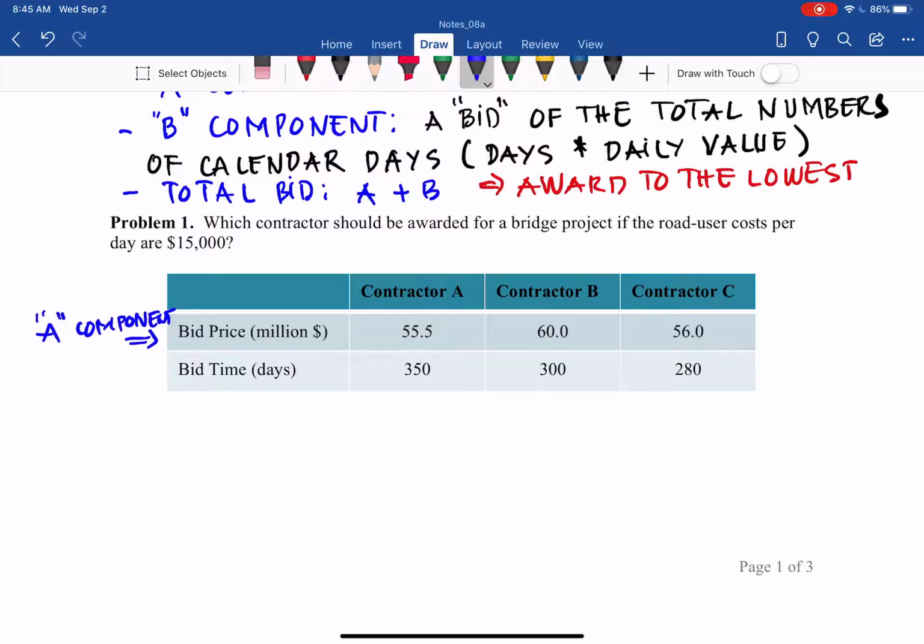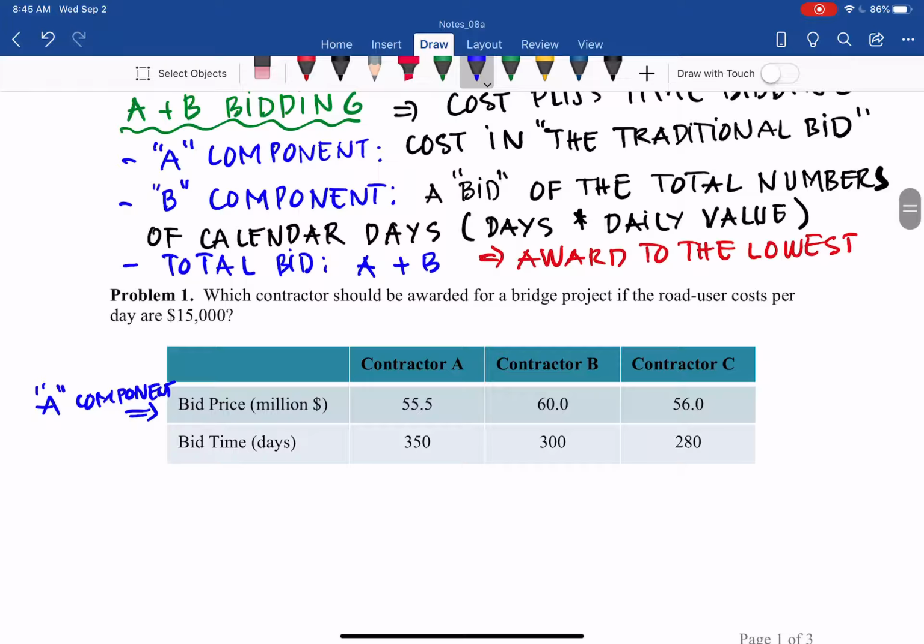And the bid time, in the project 1 that I asked you to do, we will limit the time, but it's not a component in selecting the bidder. It's only the bid price, the A component. Now with the A plus B bidding, the B component is the bid time and the daily value. In this case, the road user cost is considered.